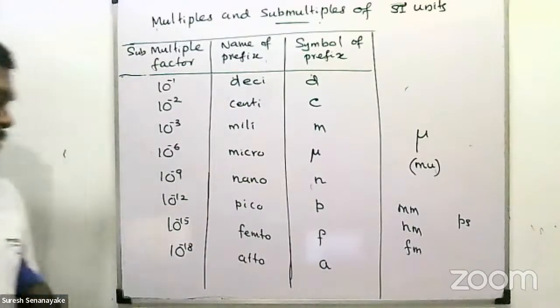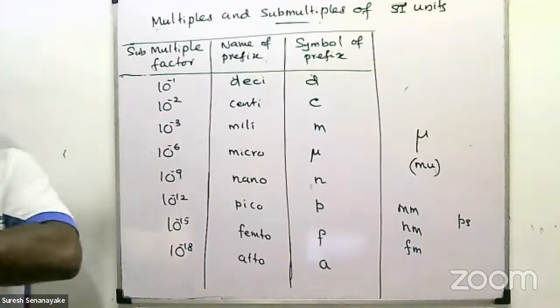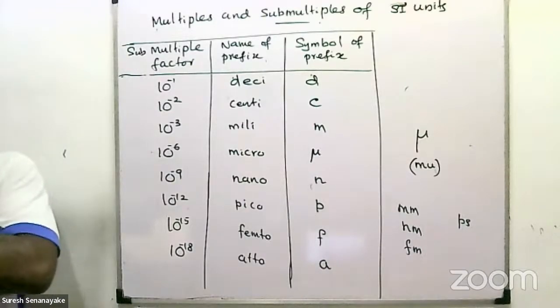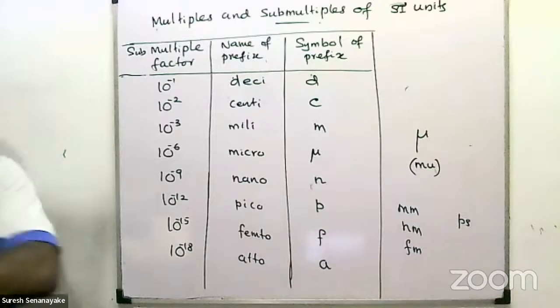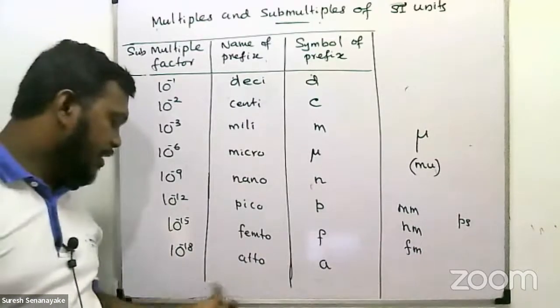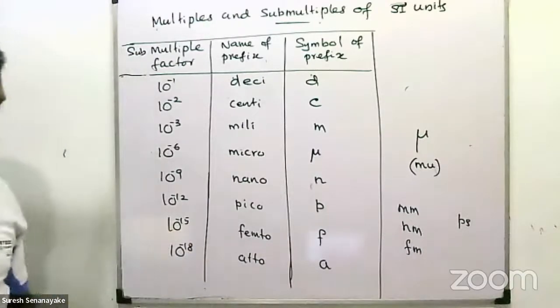Right. So if you finish writing this, then write the rules to obey in writing SI units. We will finish this part today and then next week we discuss dimensional analysis.